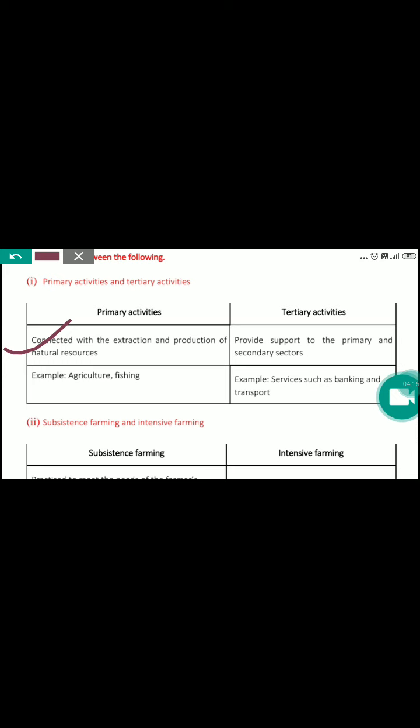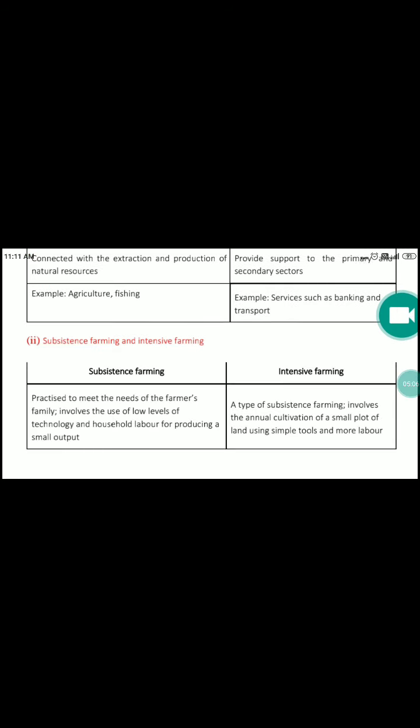जब हम लोग किसी भी नेचुरल रिसोर्स का एक्सट्रैक्शन करते हैं या मतलब निकालते हैं, नेचुरल रिसोर्स को यूज करते हैं, फिर हम उसे प्रोडक्शन करते हैं, तब वो प्राइमरी एक्टिविटी कहलाता है. एंड द टर्शियरी एक्टिविटी, प्रोवाइड सपोर्ट टू द प्राइमरी सेक्टर एंड द सेकेंडरी सेक्टर. This is also known as service sector, like transport, communication, are examples of tertiary activity. Examples of primary activity are agriculture, fishing and many more. Examples of tertiary sector are services such as banking and insurance, transport, communication.